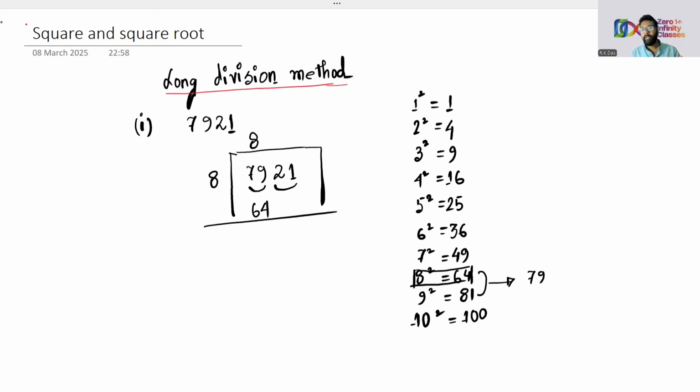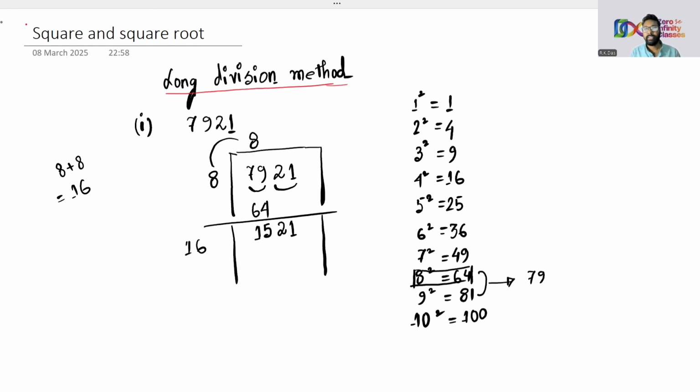Now subtract 64 from 79. In that case, we will be getting 15. Now we have to take down 21, so I am writing 21. Yes, perfect. And in the next step, we have to add 8 with 8. So 8 plus 8 is 16. So I am writing 16 here.